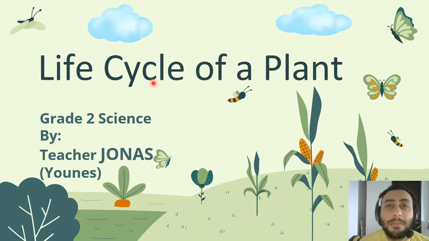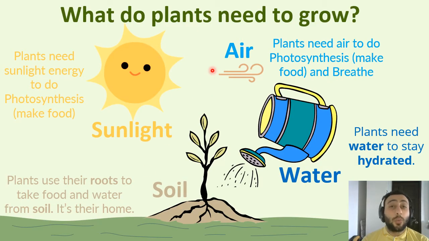Now we're going to see more about life cycle later. Now, let's talk about what we learned in the last class. We learned to answer this question. What do plants need to grow? Now you know the answer. You know the answer is water, sunlight, air, and soil. And you know why plants need each one of them.